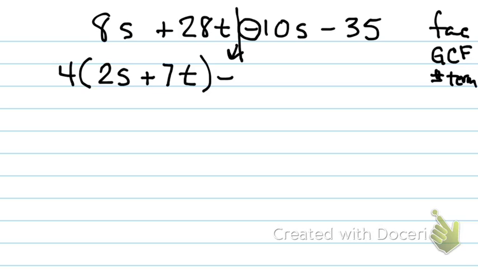What's common to 10s and 35? But remember, you already have a sign there, so we're going to be dividing by what kind of 5? So it's going to change the numbers and the sign. So negative 10s divided by negative 5 is positive 2s. Negative 35 divided by negative 5 is positive 7.